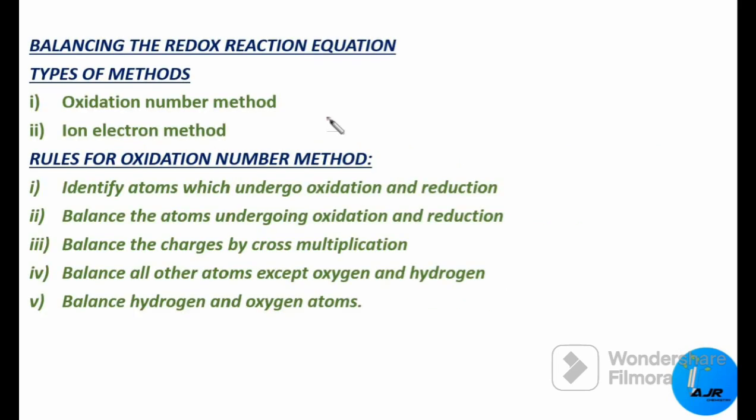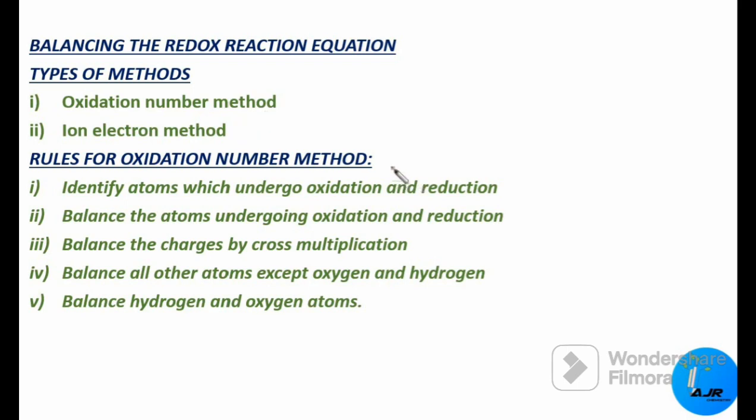Let us see how to balance the redox reaction equation now. Actually, there are two methods to balance these reactions. They are the oxidation number method and the ion electron method. And in this video, we are going to discuss the oxidation number method, okay?